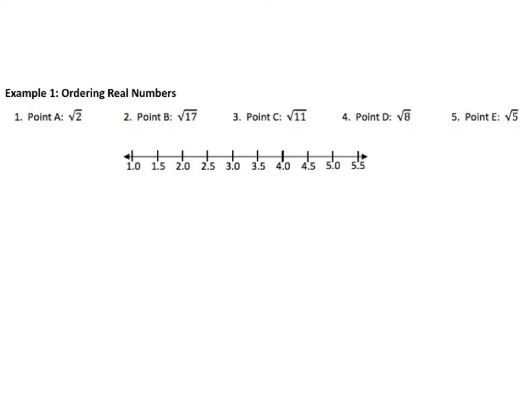For example 1, ordering real numbers, what we're going to want to do is take all of these points and get them in some type of order. The easiest way is using a number line, so you'll see that listed out here. But it's probably going to be easiest if we can get all of these radicals, fractions, anything with pi into a decimal before we start. So let's get the calculator out and take a look at how to do that.